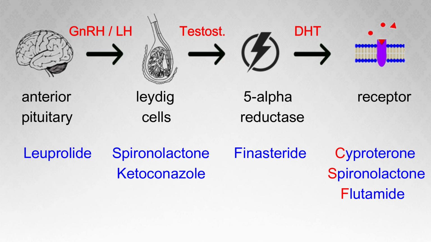Alright, so first we have leuprolide, which inhibits the pituitary gland, thus decreasing LH. Then we have spironolactone and ketoconazole. They both inhibit Leydig cells in the testes, thus decreasing testosterone. And we have finasteride, which inhibits the enzyme in the axis, thus decreasing dihydrotestosterone. And finally, the CSF group, as I'd like to call them, work on the receptor.